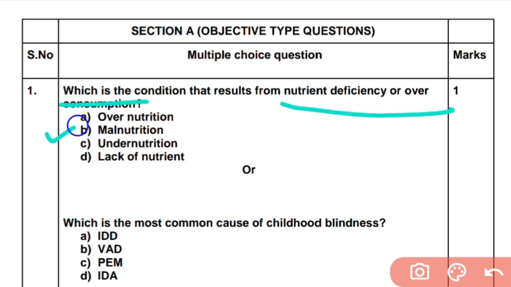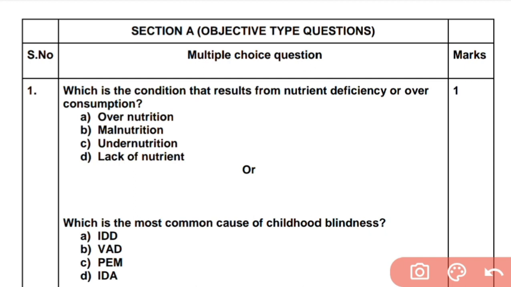The next is, which is the most common cause of child blindness? IDD or iodine deficiency, vitamin A deficiency, protein energy malnutrition or iodine deficiency. So obviously vitamin A deficiency. Vitamin A causes childhood blindness or night blindness. So let's move ahead. Question number 2.